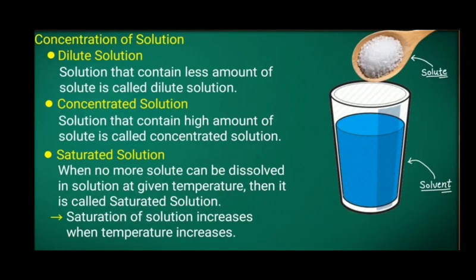Now the concentration of solution. On the basis of concentration, a solution can be classified into dilute solution, concentrated solution and saturated solution. A solution that contains less amount of solute is called a dilute solution. For example, dilute hydrochloric acid. A solution that contains a high amount of solute is called a concentrated solution. Saturated solution: when no more solute can be dissolved in the solution at the given temperature, it is called a saturated solution.